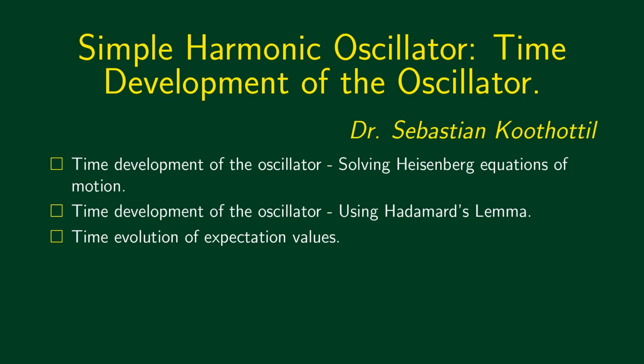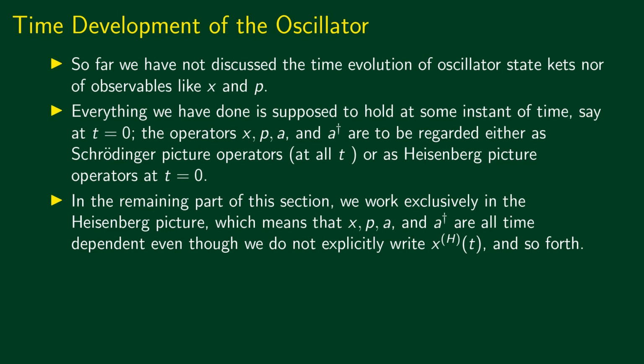picture. We shall see how the position and the momentum operators depend on time. We shall also discuss how the expectation values change with time. What we have done so far holds at some instant of time, for example at t equal to 0. And the operators that we talked about, x, p, a and a dagger, they can be regarded either as the Schrodinger picture operators or as the Heisenberg picture operators at t equal to 0.